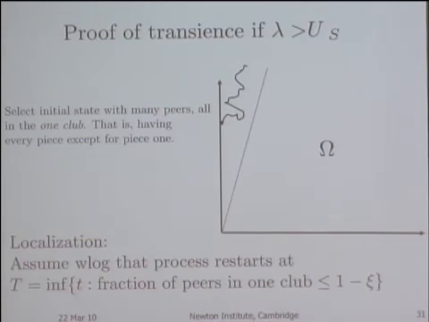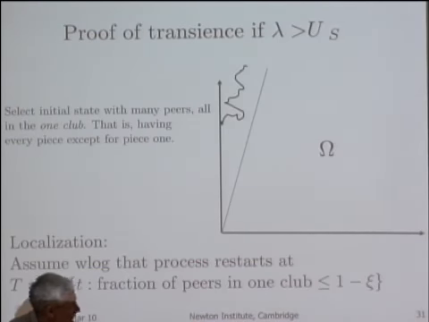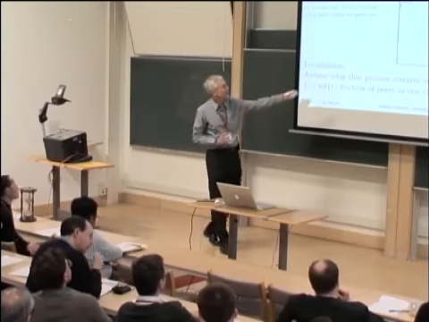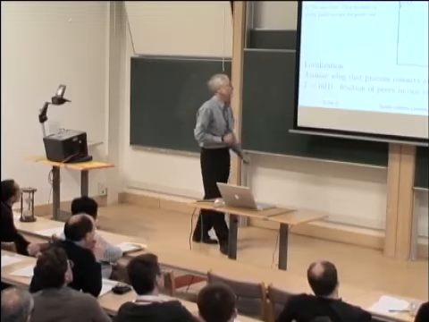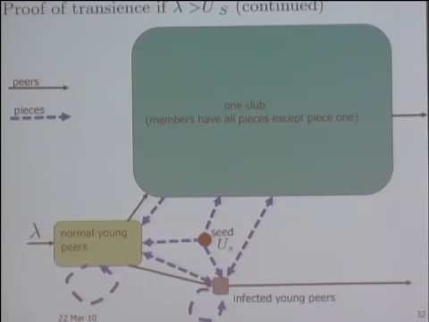So we assume that the process restarts if ever the fraction of peers in the 1 club falls below 1 minus c, where c is some small number. We kind of want to show that we stay in this corridor where the number of peers in the 1 club is always a high fraction. I drew a picture here to show what's going on. This large bloated thing here is the 1 club, showing that most peers are in the 1 club. So the new peers come. We call them normal young peers if they don't have all of the other pieces yet.